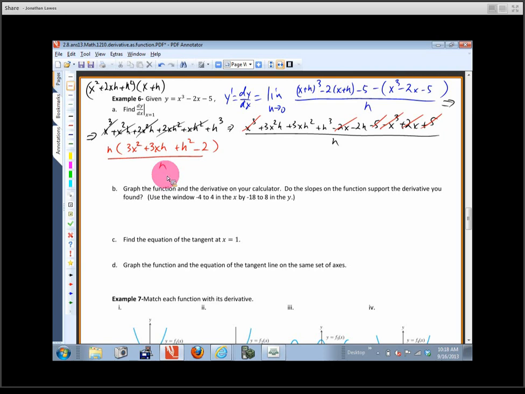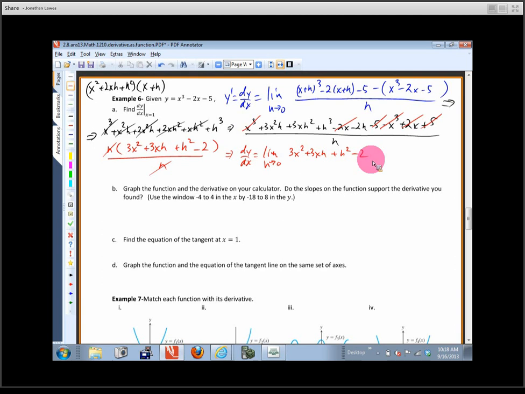Again, they all have an h. I've factored that out. I get to cancel it off now, so that h cancels with that h. And now I'm at the point where I can bring this back and say, look, dy/dx should be the limit as h approaches 0 of this expression right here: 3x squared plus 3xh plus h squared minus 2. And then I look at that and I think, well, if it has an h in it, that's the variable in the limit. So that's going to change.